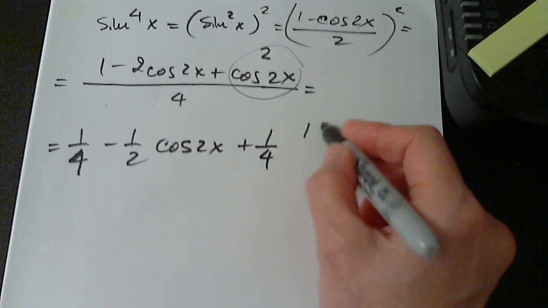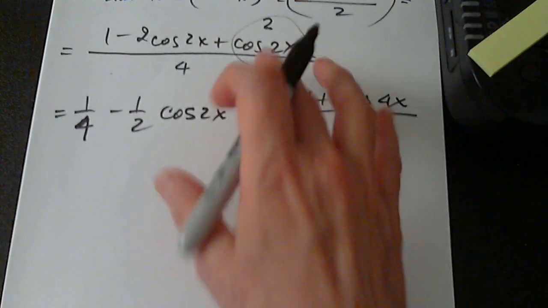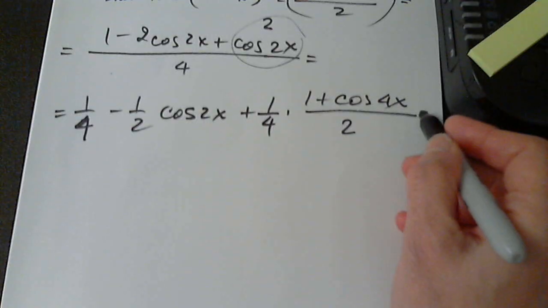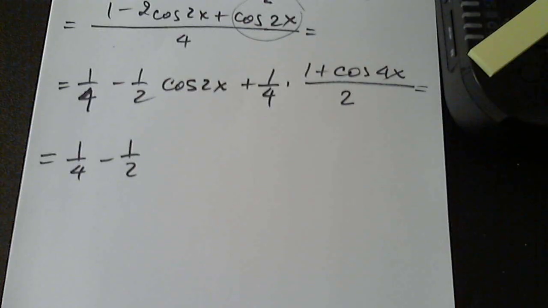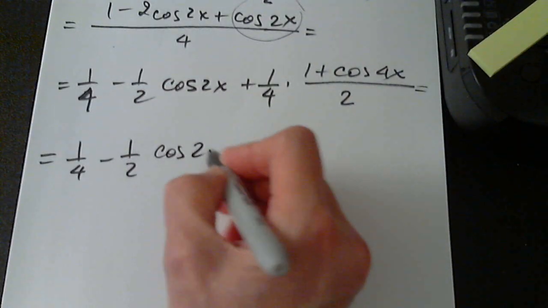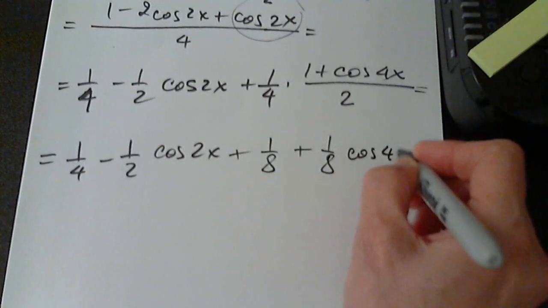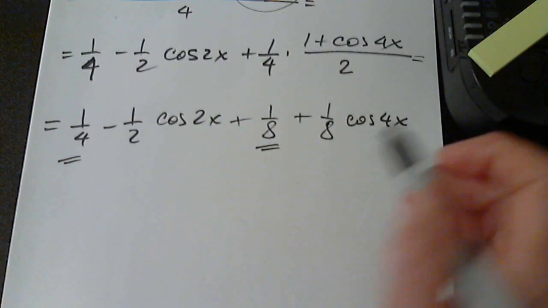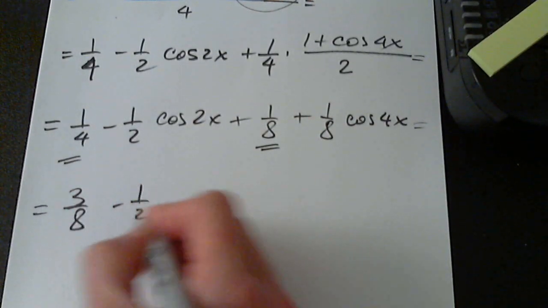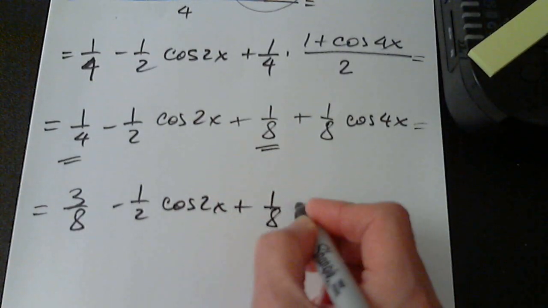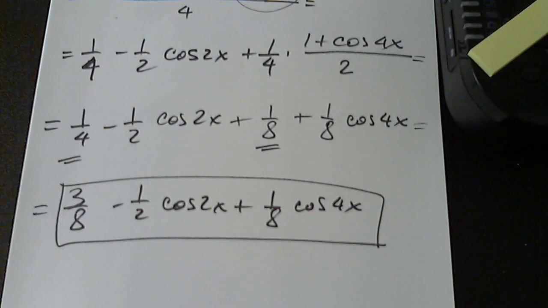And we replace this again by (1 plus cosine 4x) divided by 2 from the same formula that I just showed you in the previous notes. And it's done. So we have 1/4 minus 1/2 cosine 2x plus 1/8 plus 1/8 cosine 4x, and we have to add these two. These are the only like terms. So this is 3/8 minus 1/2 cosine 2x plus 1/8 cosine 4x. And this is it, and no one can further simplify it.